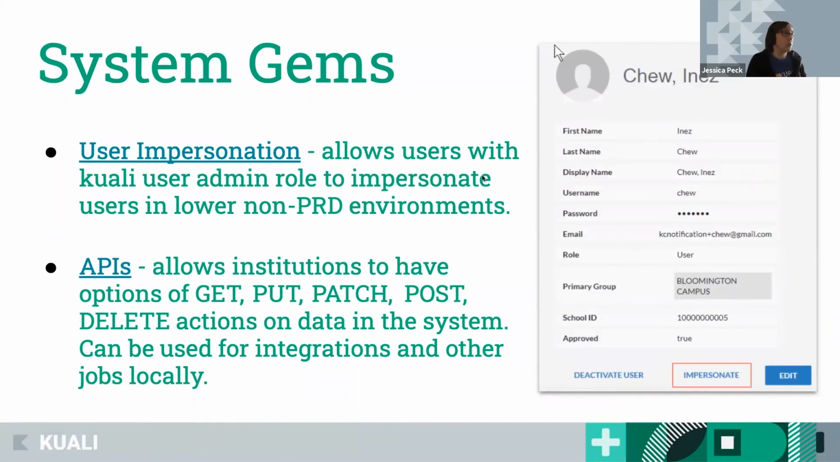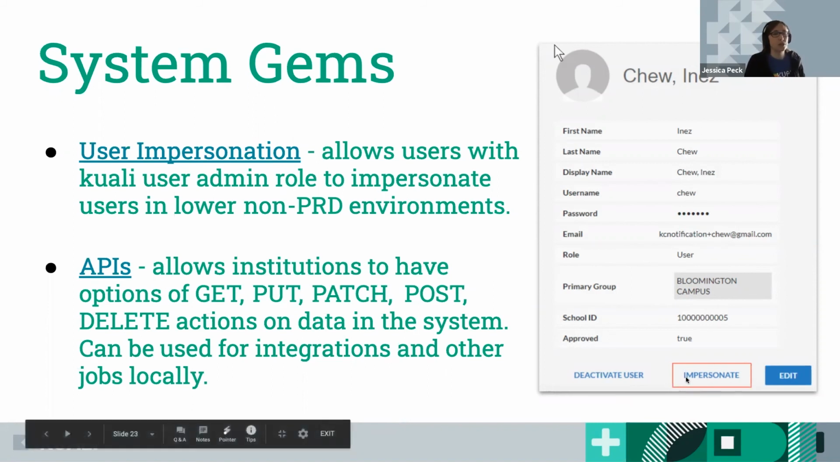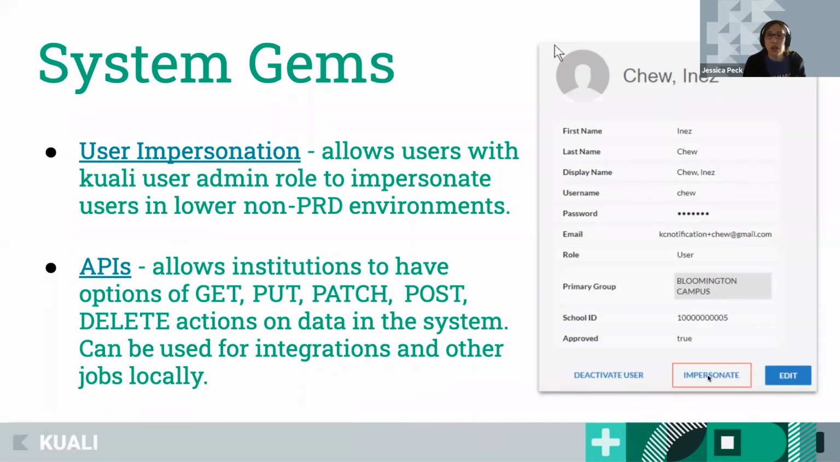So the first is user impersonation. We have the ability to turn on user impersonation in your lower non-prod environments, so stage and sandbox, so that Kuali users with the admin role in core will be able to have an impersonate button for a given individual. This is really handy if you're trying to troubleshoot issues locally for your users, and it can really help you understand what they're seeing or figure out what's going on for a specific user.